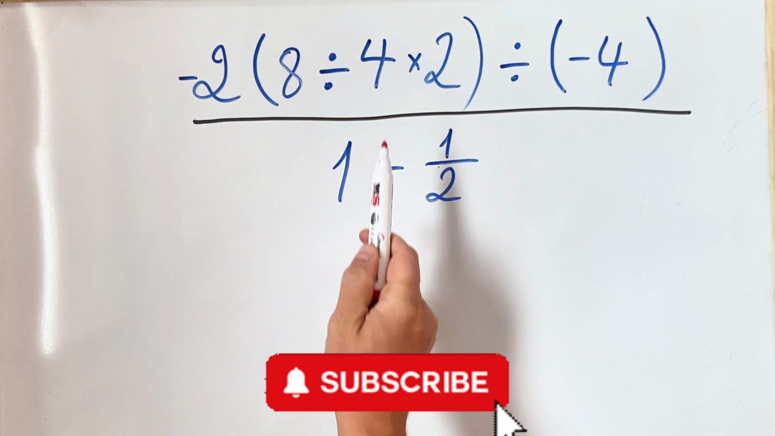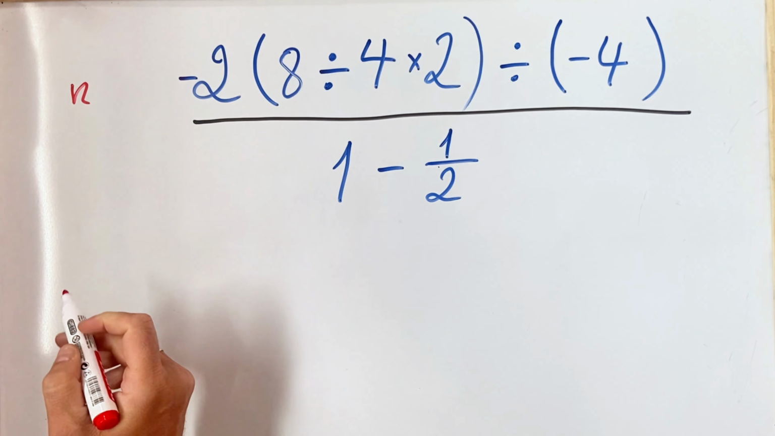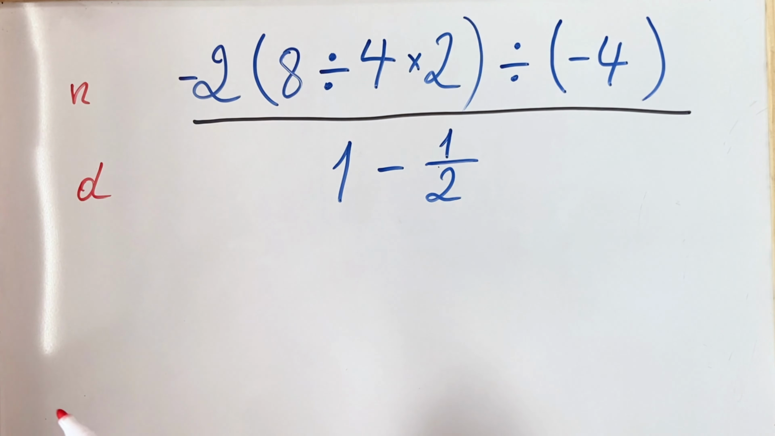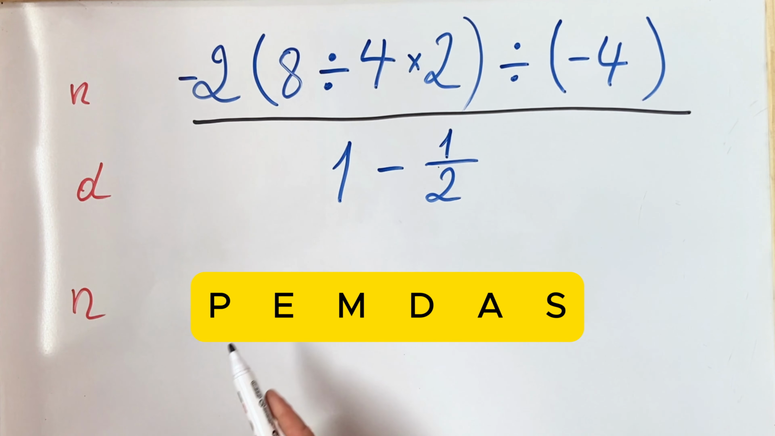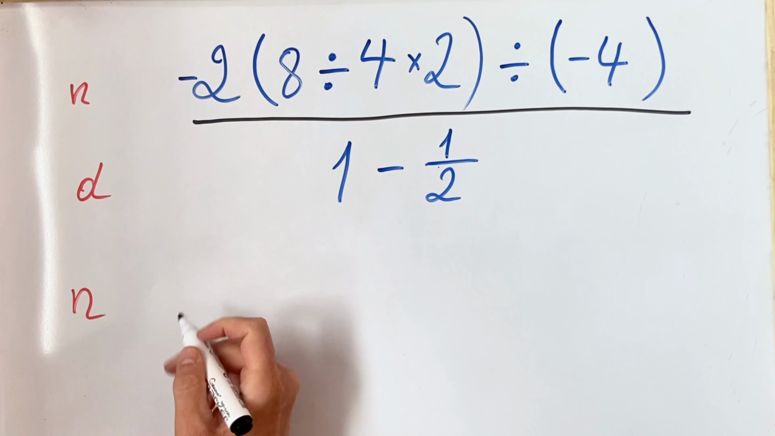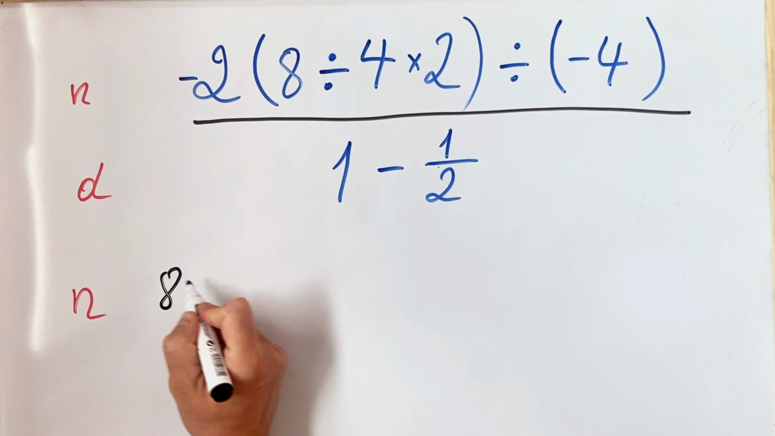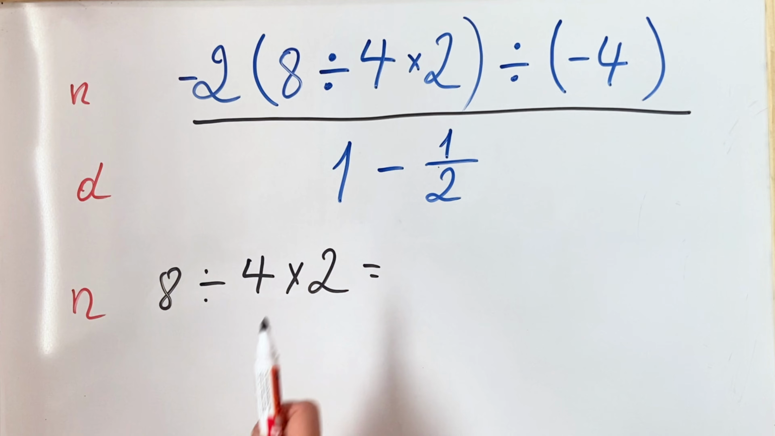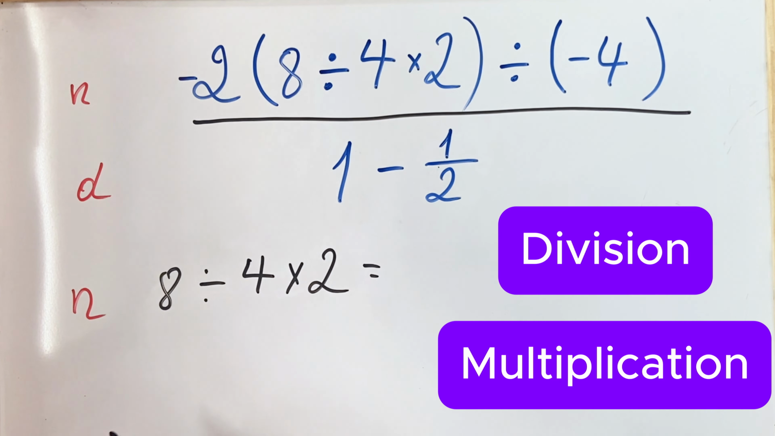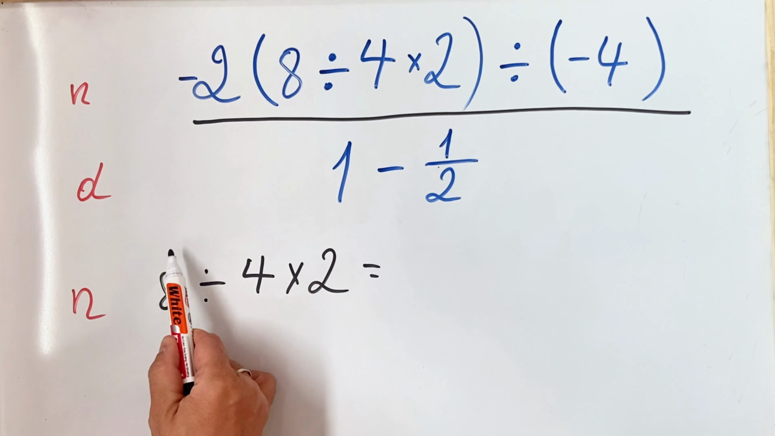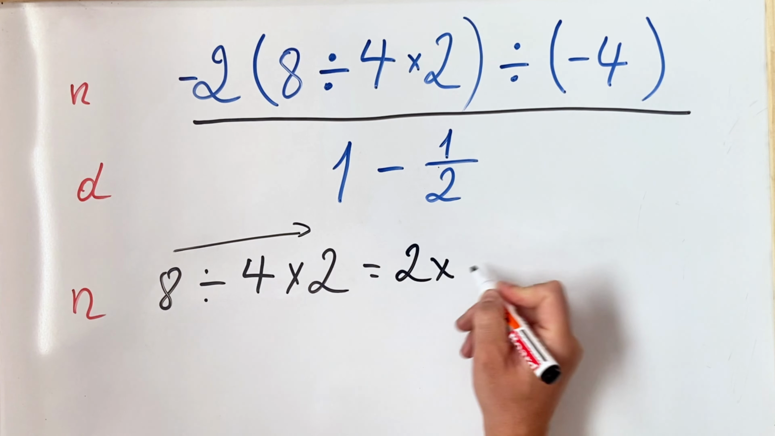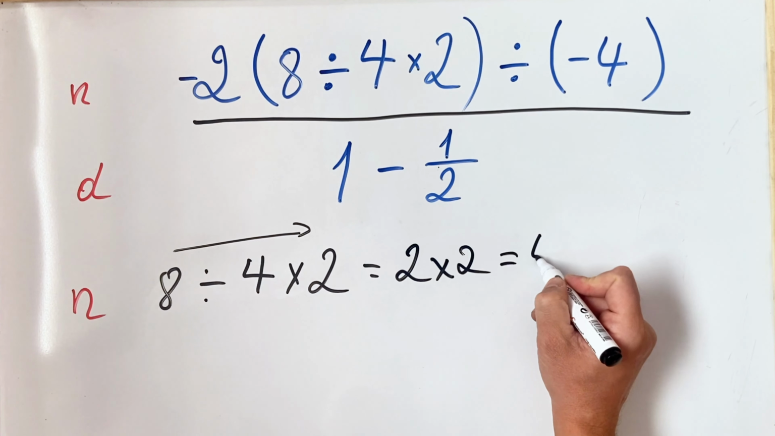So we'll split it in two parts. First we have the numerator and then we have the denominator. So let's do it step by step, the numerator first. If you remember the order of operations rule, PEMDAS, we must do first what's inside the parentheses. So what we have is 8 divided by 4 multiplied by 2. Also in the order of operations rules, if we have division and multiplication, or multiplication and division, we must do it from left to right. So in this case, we have 2 multiplied by 2, which equals 4.